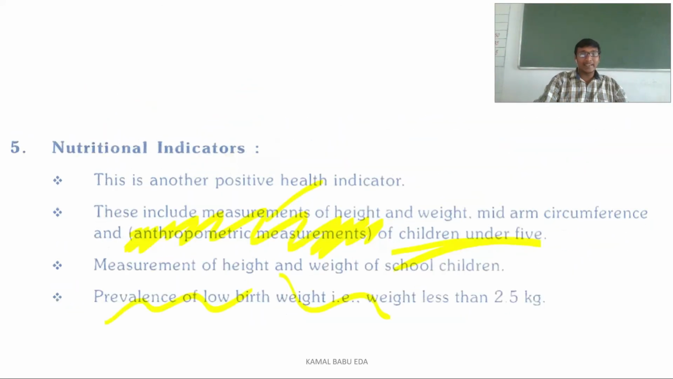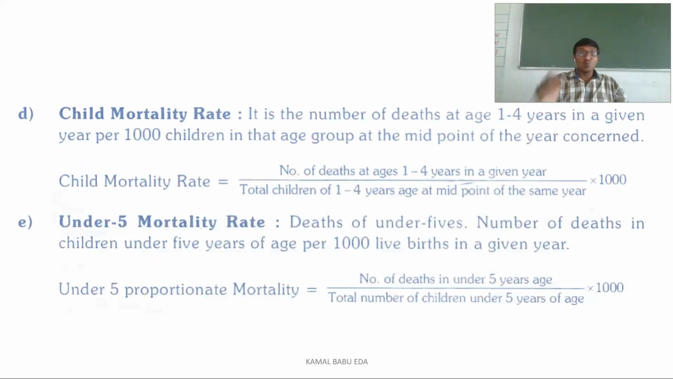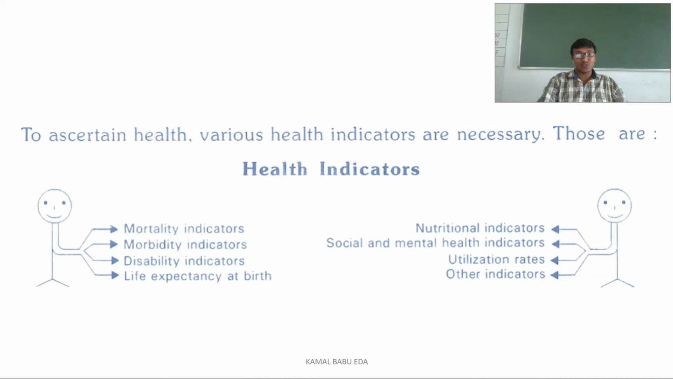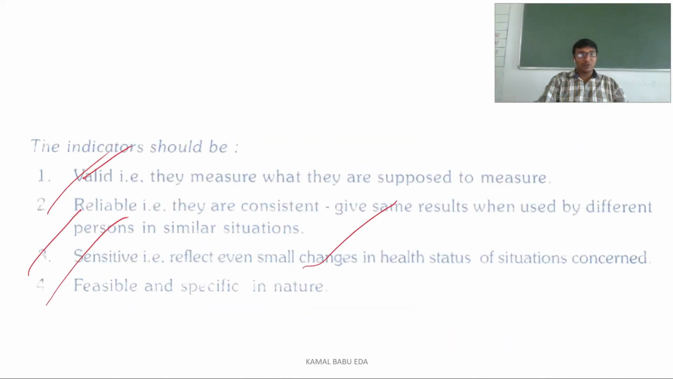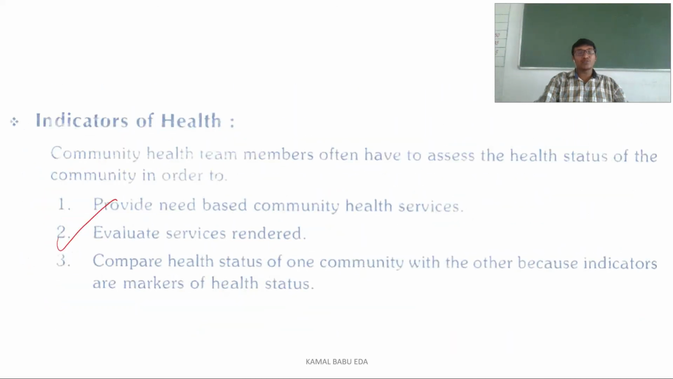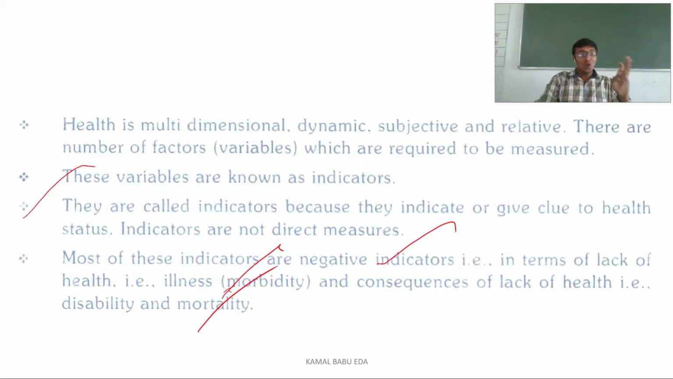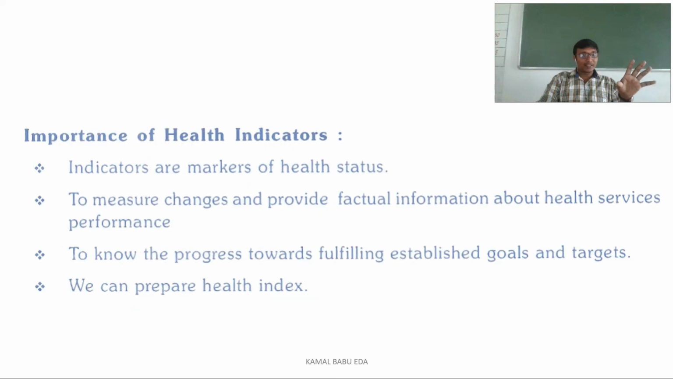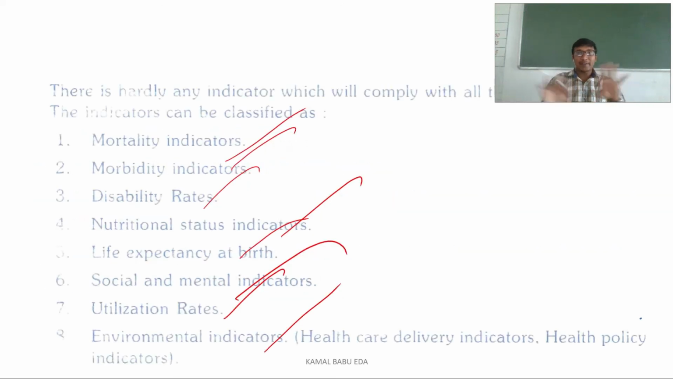So these are the indicators. Hope you understood. So why we are using the indicators? Mainly to know the health status of the community. If you want to know the health status of the community, you should know what are the indicators. So here, what are the indicators? We have mortality, morbidity, disability, nutritional, life expectancy, social and mental, utilization and environmental indicators. So with this I would like to end the session here.